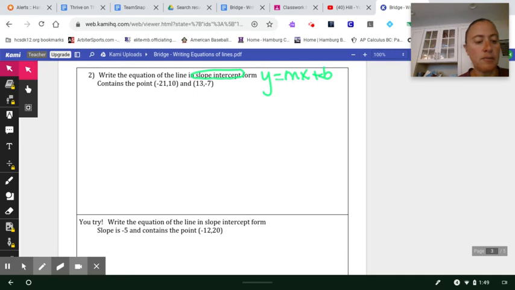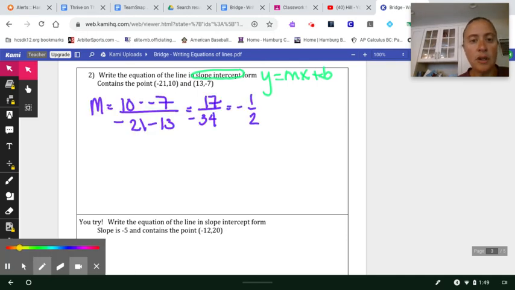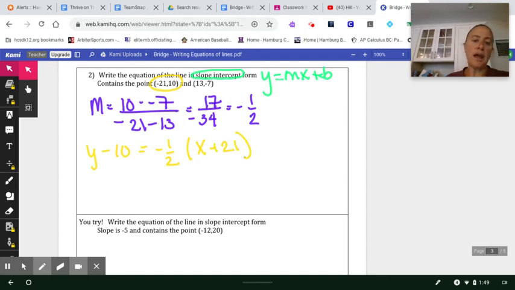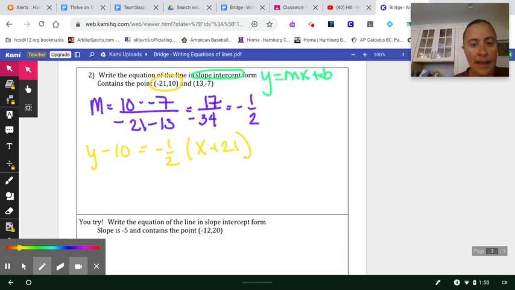You do the same. All right, so I'm going to use this first point and write the equation of my line. So I'm going to say y minus 10 equals negative 1/2 times x minus negative 21, x plus 21 when I put those two negatives together. So I had a negative 1/2 and my x plus 21. So right now I'm in point slope form because I see the point and I see the slope.